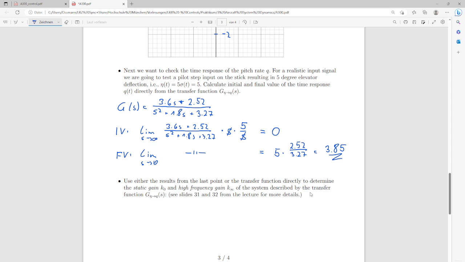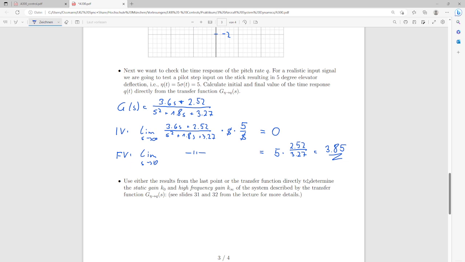Meaning that if the pilot commands an input of 5 degrees at the elevator, we are getting a value of 3.85, and this would actually be degrees per second here, right? The unit, the speed, the pitching speed.